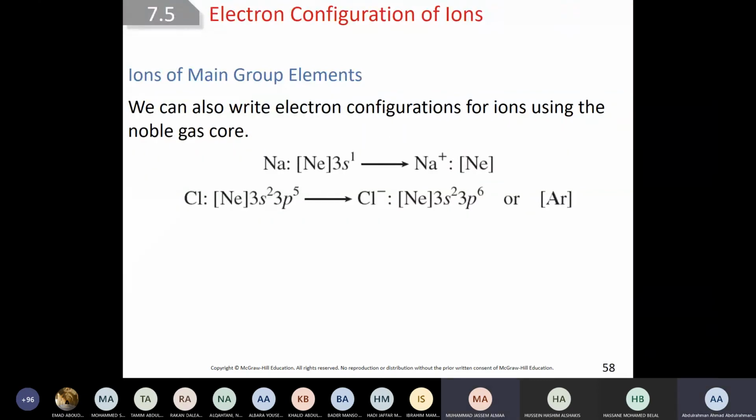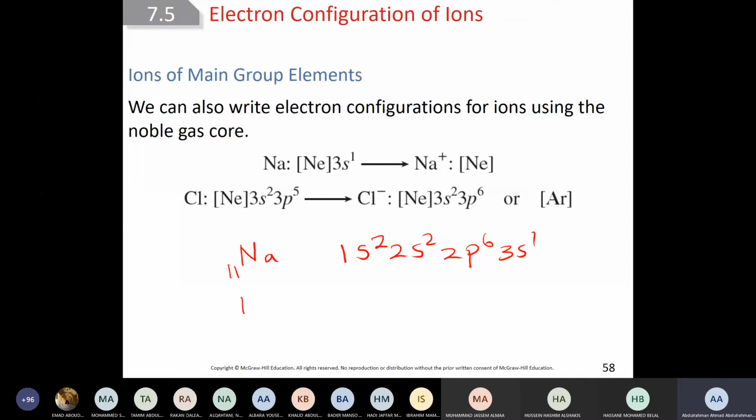Now let's go to another subject, which is electron configuration of ions. What do I mean by that? What is the electronic structure of sodium? Quickly, which is 11. 1s2, 2s2, 2p6, 3s1. Exactly.